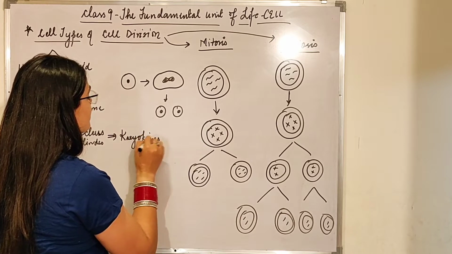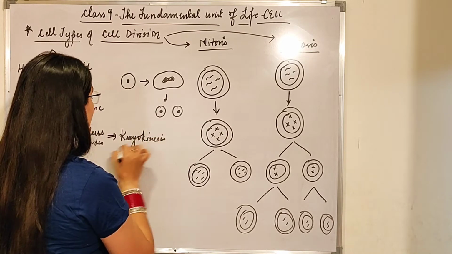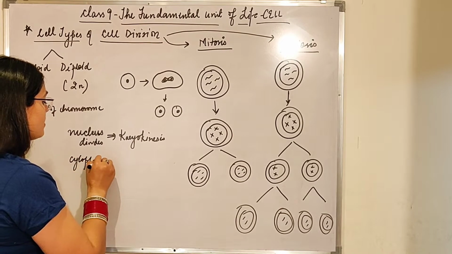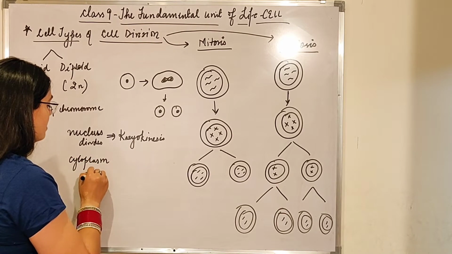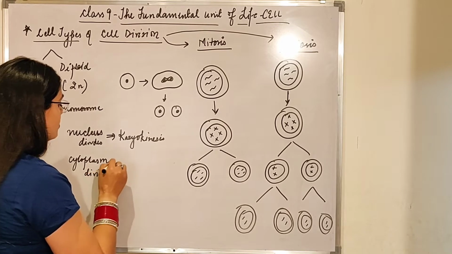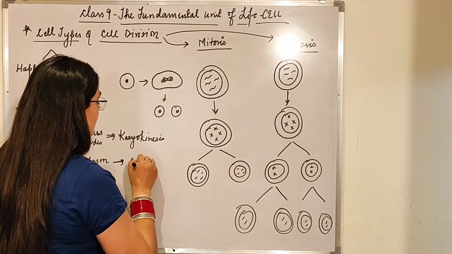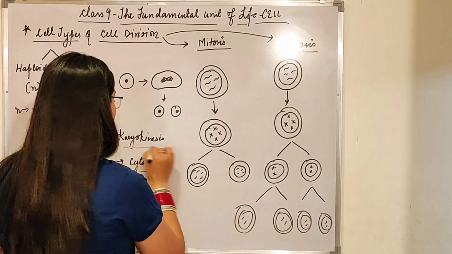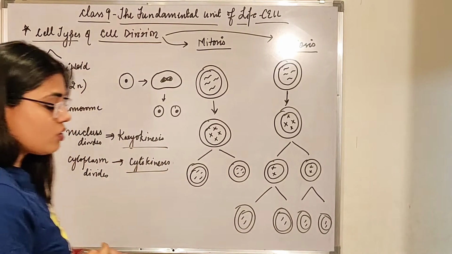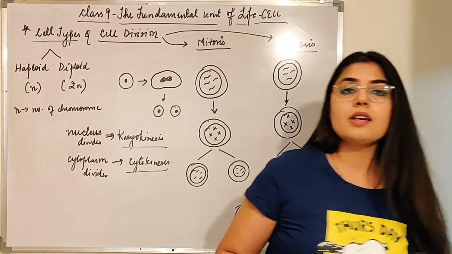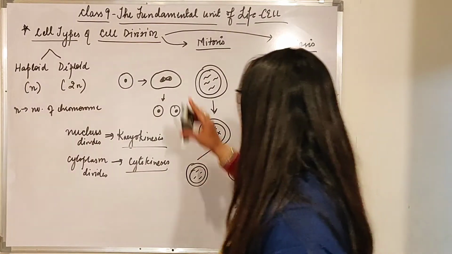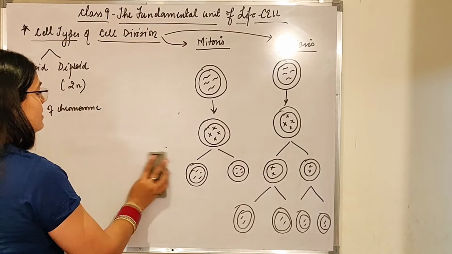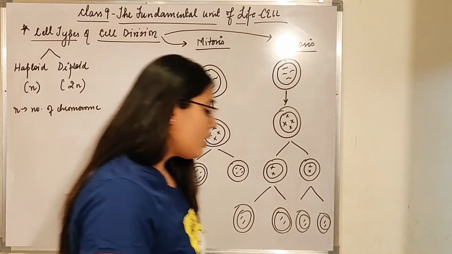Remember these terms. It is karyokinesis. Then the cytoplasm divides. When the cytoplasm divides, it is known as cytokinesis. Very simple. Karyokinesis and cytokinesis, please note down side by side. I will be erasing it. These two terms are very important.